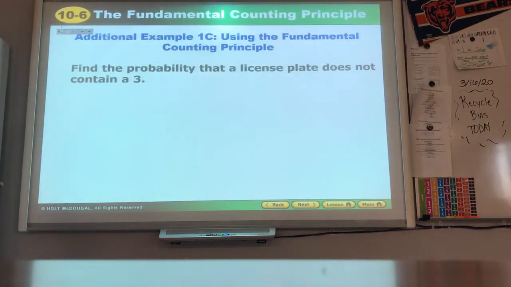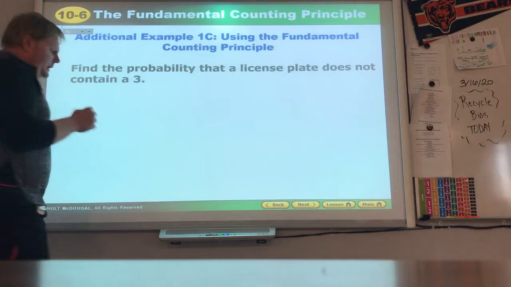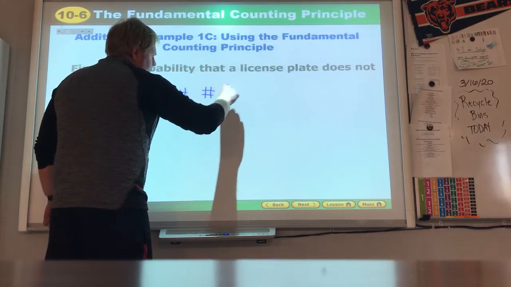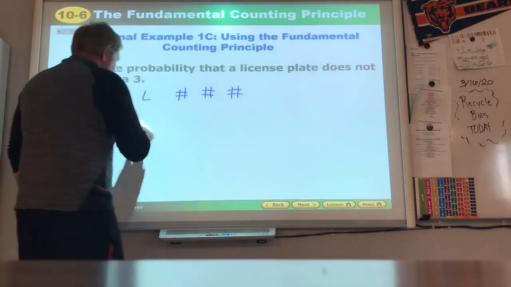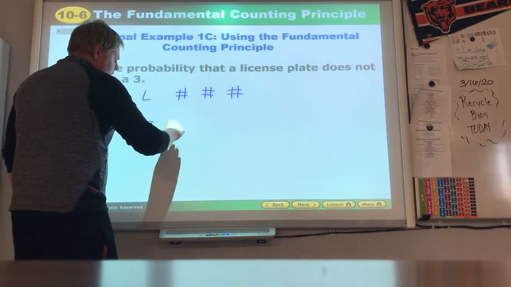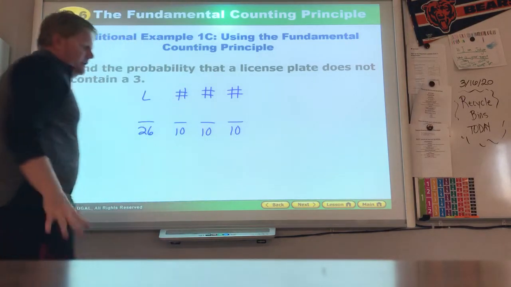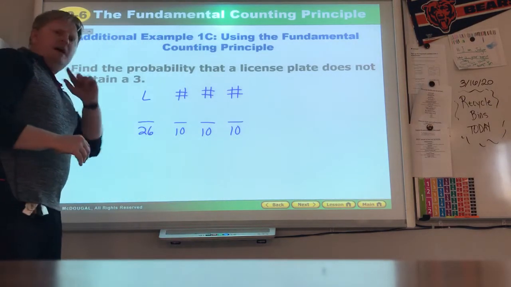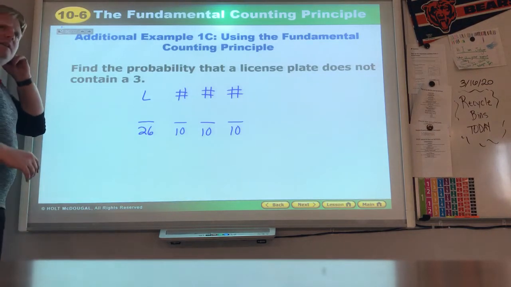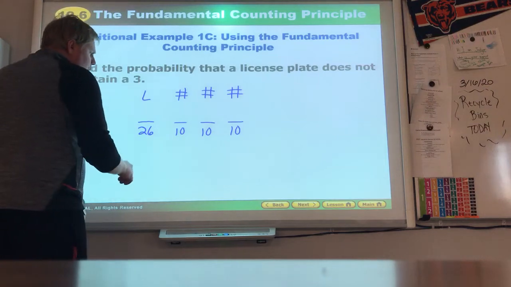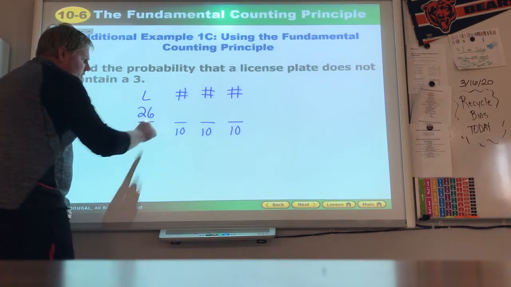Find the probability that a license plate does not contain a 3. So we've got our letter, we've got our number, we've got our number, we've got our number. Now we know there's 26 letters and 10 of every number. I'm starting to think like that already. Does it matter what letter we have? The letter doesn't matter, so the letter really could be anything. So 26 out of the 26 meet that, right?